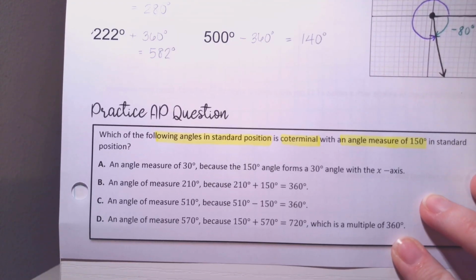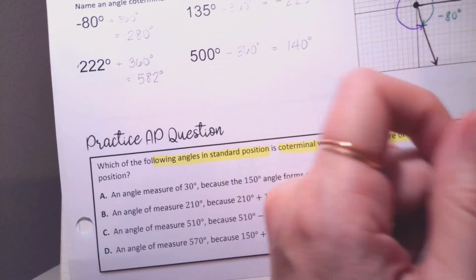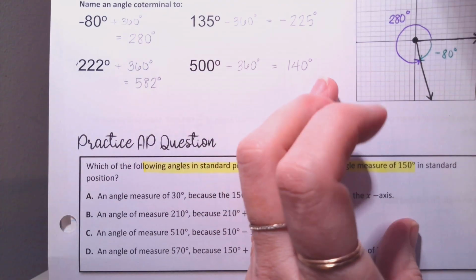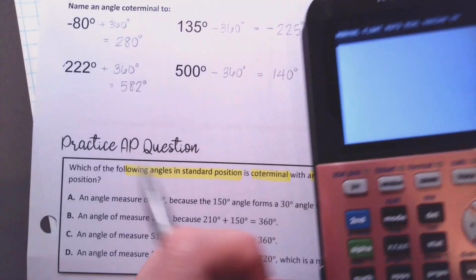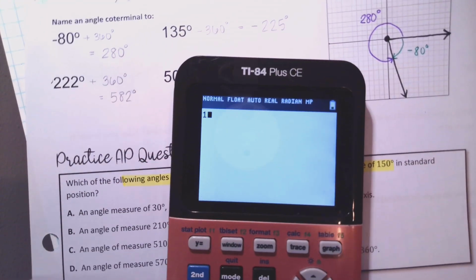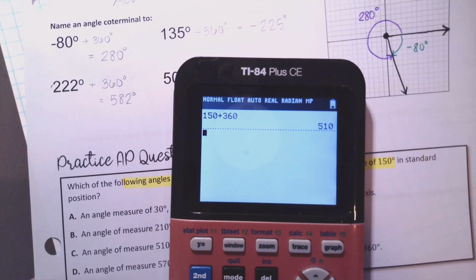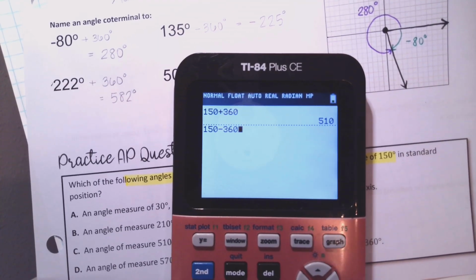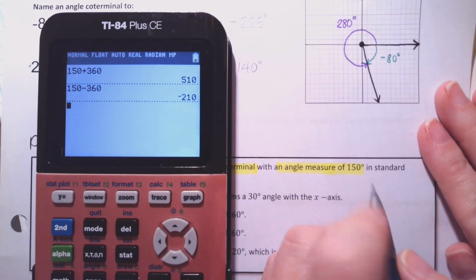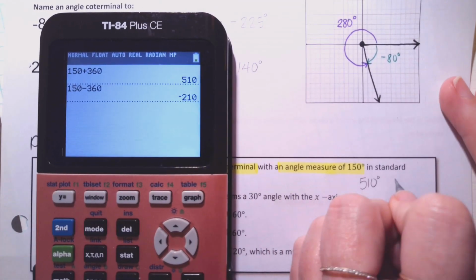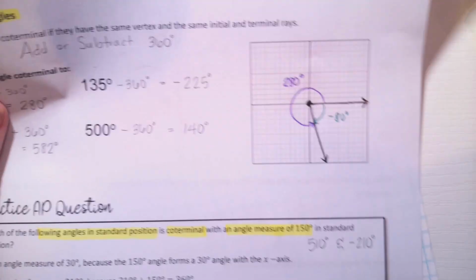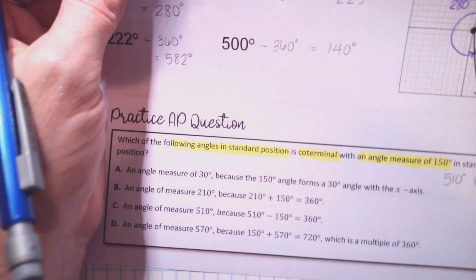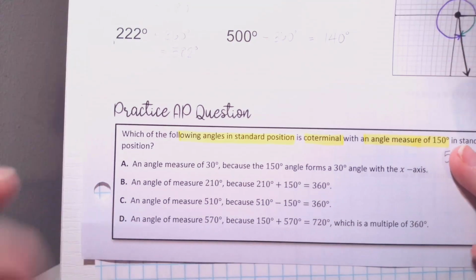Looking through these, first off, you can try to find a coterminal angle with 150 degrees. I'm going to do a quick calculation, adding 360 and also subtracting 360 to find a couple of them, one positive and one negative. If I add 360, I get 510, and if I subtract 360, I get negative 210. So 510 is coterminal, and negative 210 is also coterminal. Looking through the answers, I do see one of the answers that I just found.